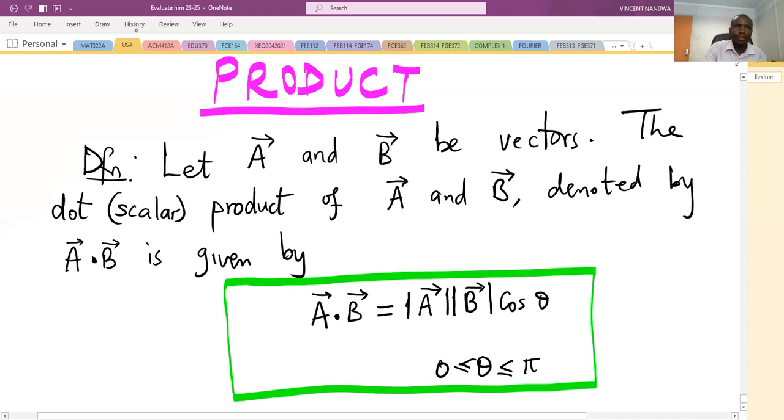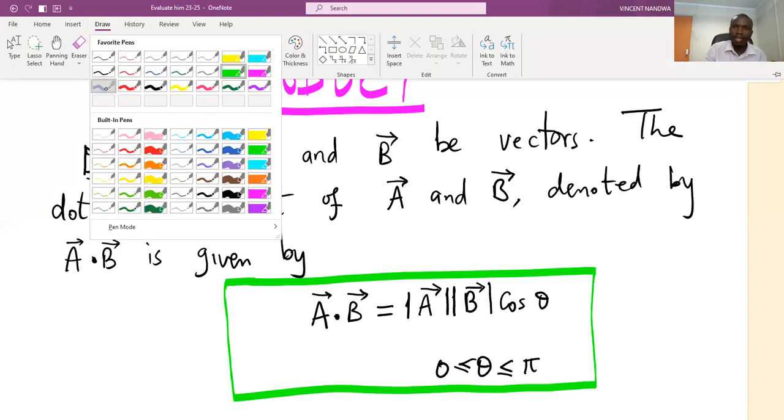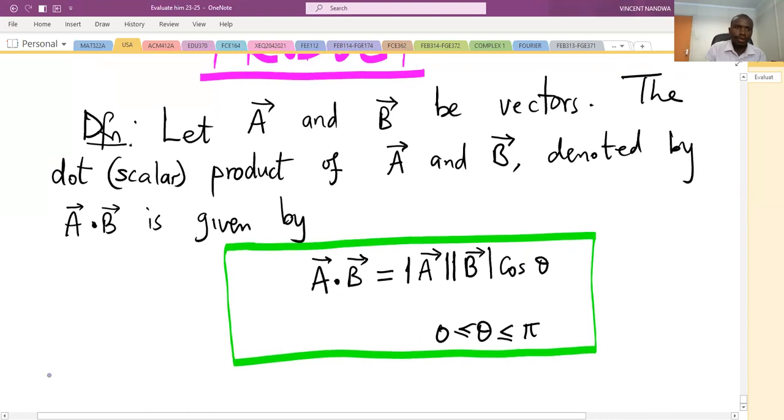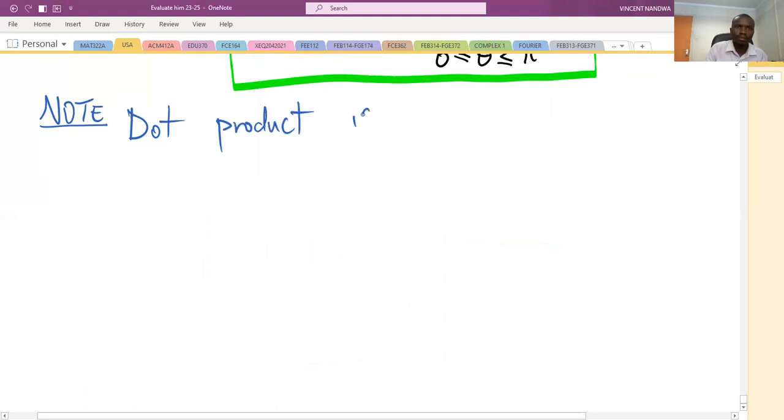And then one thing that you have to note is that dot product is defined for two vectors, but the result is a scalar quantity. So note, dot product is a scalar quantity. Remember, a scalar is a quantity that has only magnitude, but no direction.